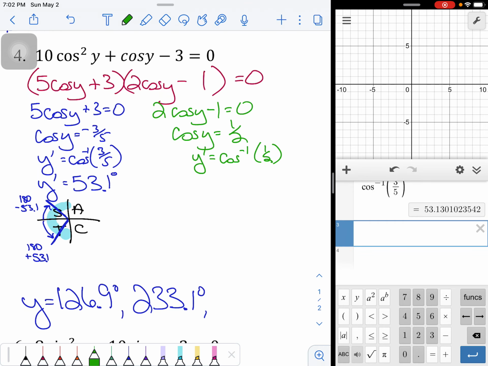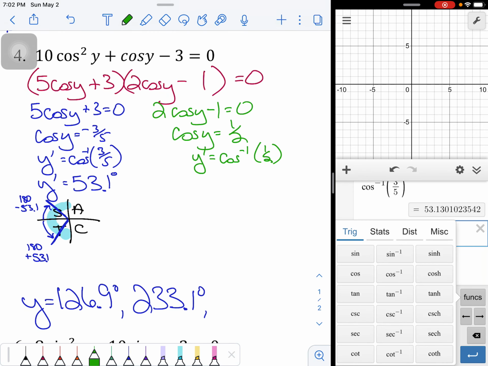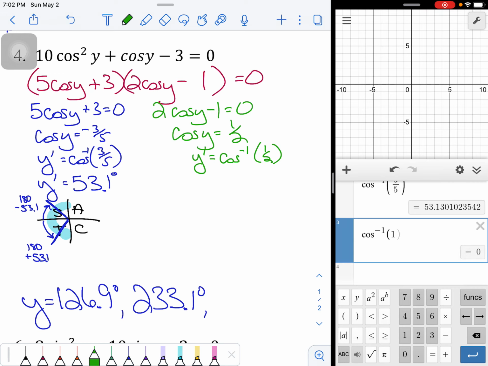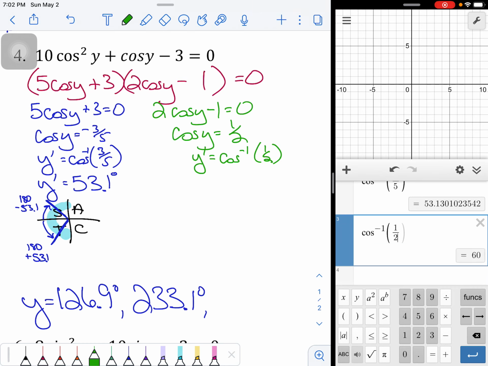Well, let's see what happens when I throw that into Desmos. So inverse cosine of 1/2. Oh, look, it's 60. So this is where you could actually use your trig chart. Pi over 3 and 60 degrees are the same thing. So if you use your trig chart, you would know it that way as well. So we have the reference angle. Let's go ahead and put the picture in place.